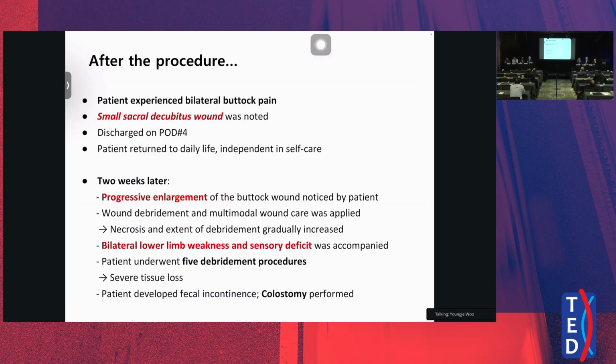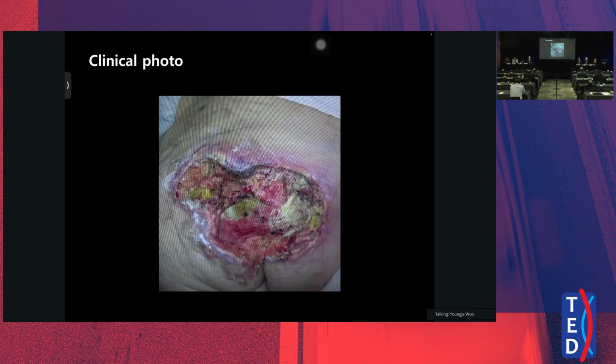But 2 weeks later, she was readmitted with progressive wound enlargement. And despite multimodal care and 5 debridements, the necrosis progressed and was accompanied by some urologic deficits. And she also developed fecal incontinence and eventually required a colostomy. So you can see this clinical photo. It demonstrates the extensive tissue loss across the sacral and the gluteal regions. And this was the situation when she was transferred to our institution.